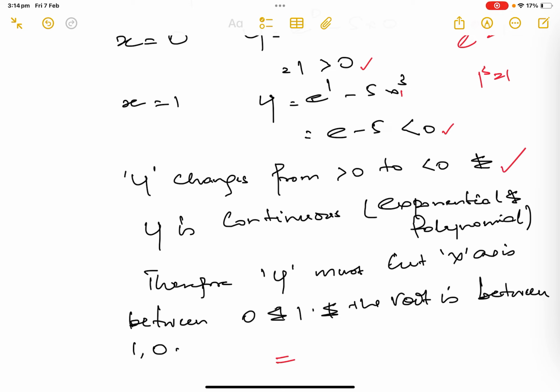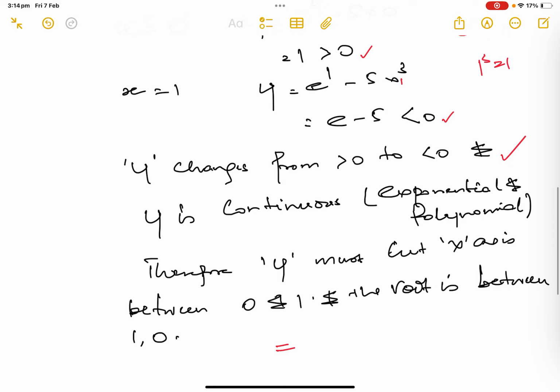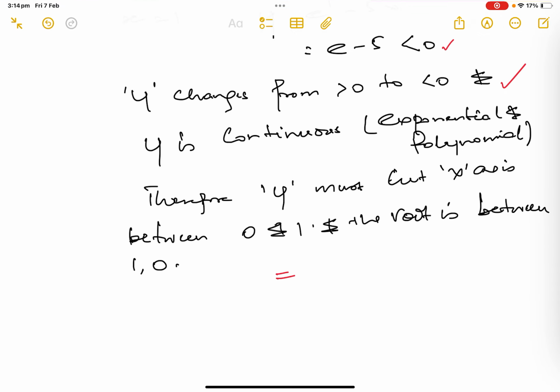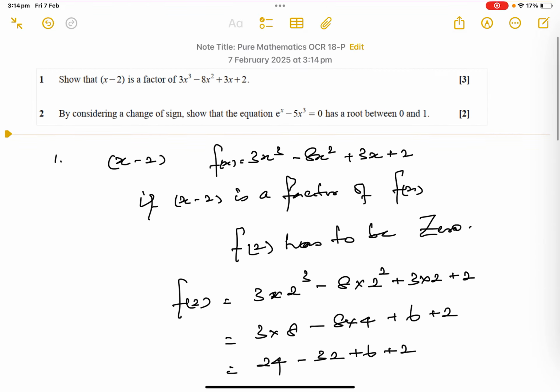And it is continuous, as I said. Exponential functions are continuous, polynomial functions are continuous, trigonometric functions are continuous. In this case it's an exponential and a polynomial, so the combination of that, therefore, y is continuous. So y must cut the x-axis, and it cuts between 0 and 1. That is exactly what we have to say.